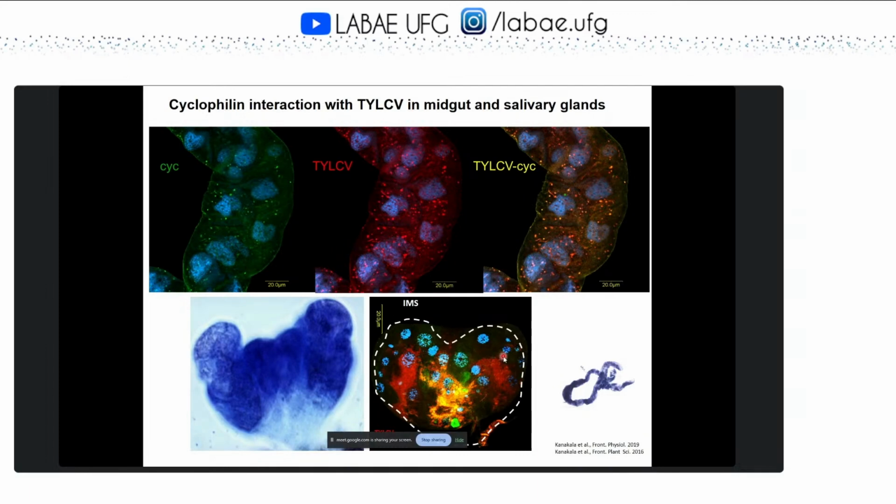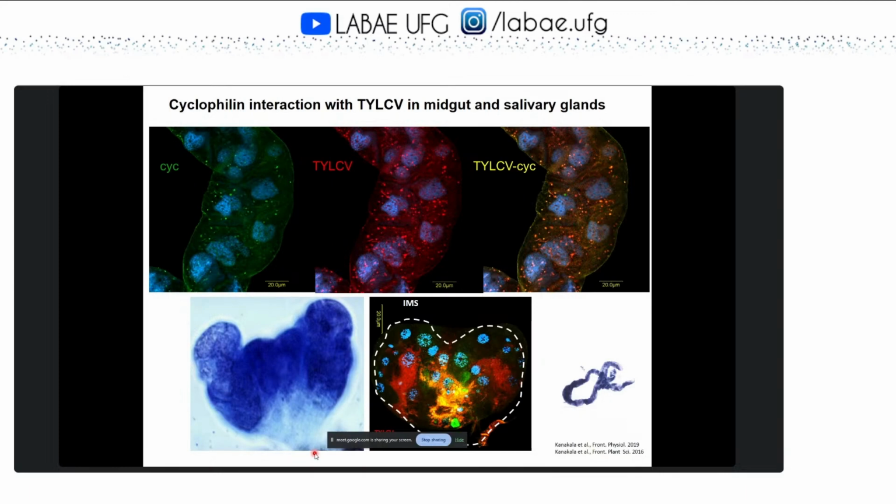So in the lower panel, you can see the salivary gland, the co-localization of both the virus and cyclophilin. And it's even more interesting because you can see that most of the co-localization happens here in the center of the gland. This is an area called the secretory region of the gland. This is where most of the cells basically empty their content into the salivary duct. And the salivary duct goes to the stylet where saliva is basically secreted outside of the gland.